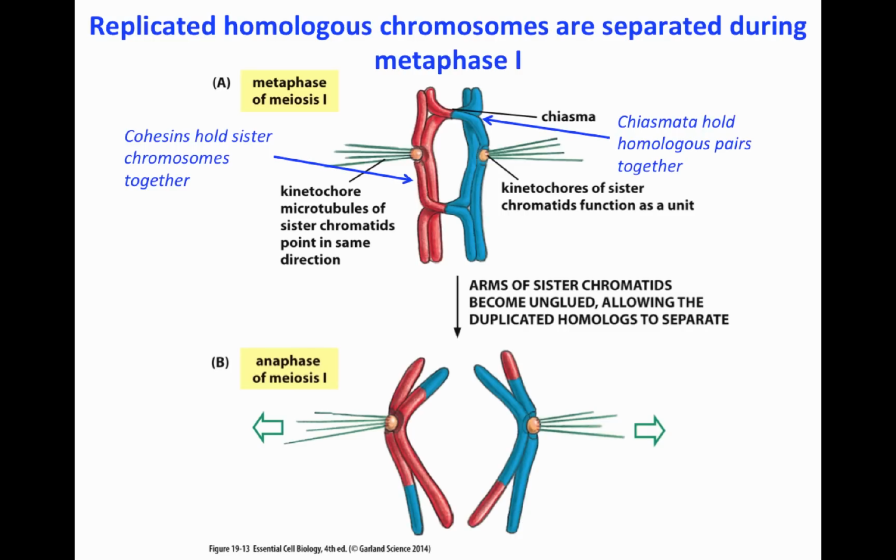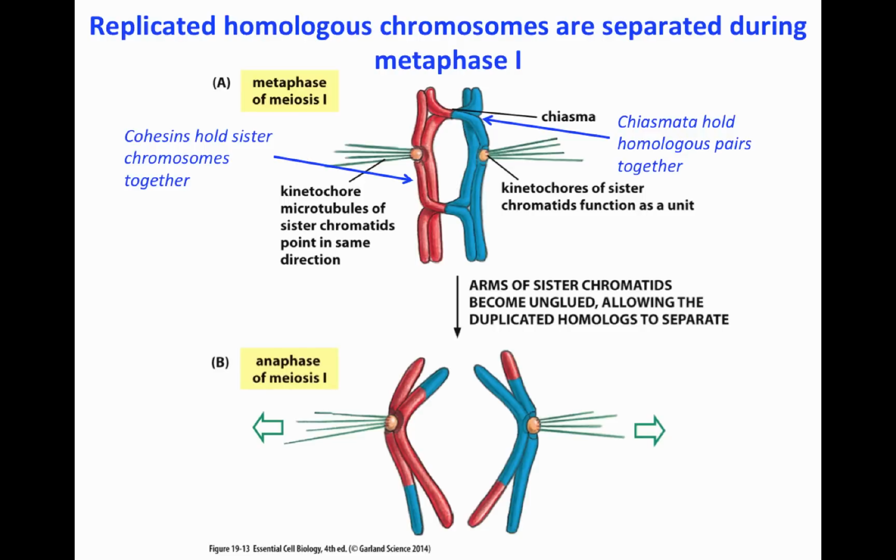The replicated homologous chromosomes eventually will be separated, during metaphase 1 and anaphase 1. What we have here in this image are the paired chromosomes that are having the homologous recombination, so you can appreciate the 2 different chiasmata that are being generated. And again, cohesin molecules are holding the sister chromatids together, and the chiasmata are holding the homologous pair together.